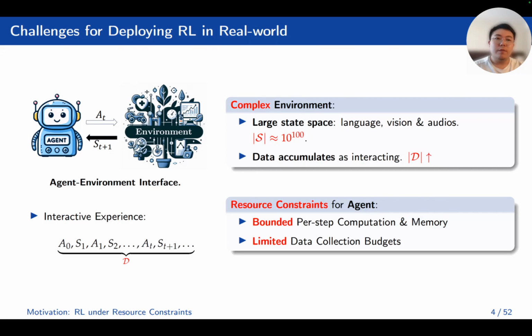And the agent itself has resource constraints. For example, its computation power and memory are bounded. So the algorithm should have bounded per-step computation complexity. And also, for many applications, the interaction to acquire new information, such a data collection process, has limited budgets.